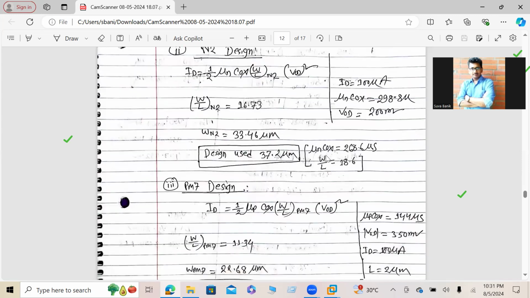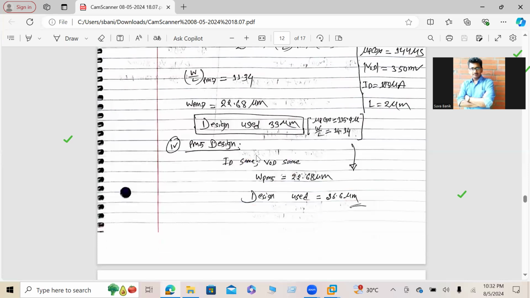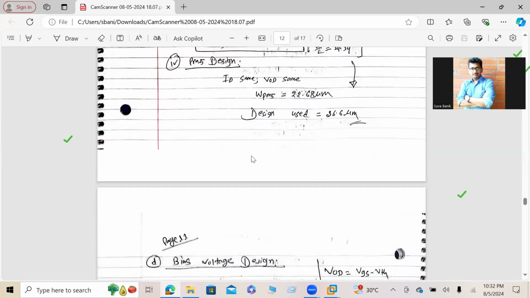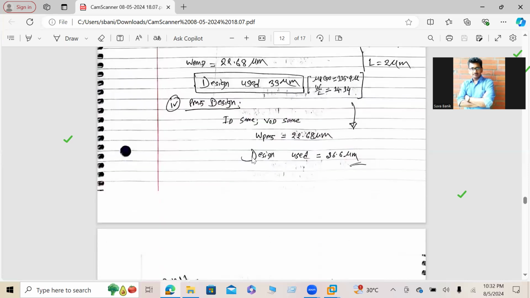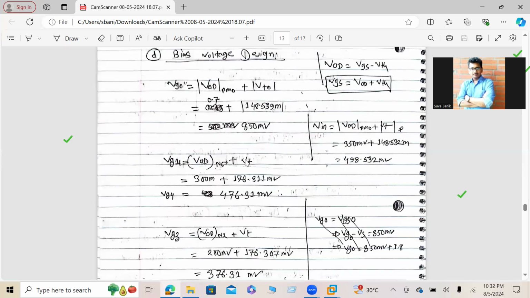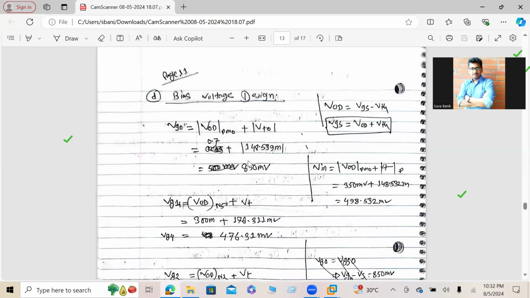For all of the NMOS, I use mu n Cox 268.6 micro, and you will find this parameter. Just multiply 18.6 by 2, then you will find this NM2. Okay, and please remember both sides are identical. You can pause my video and see.